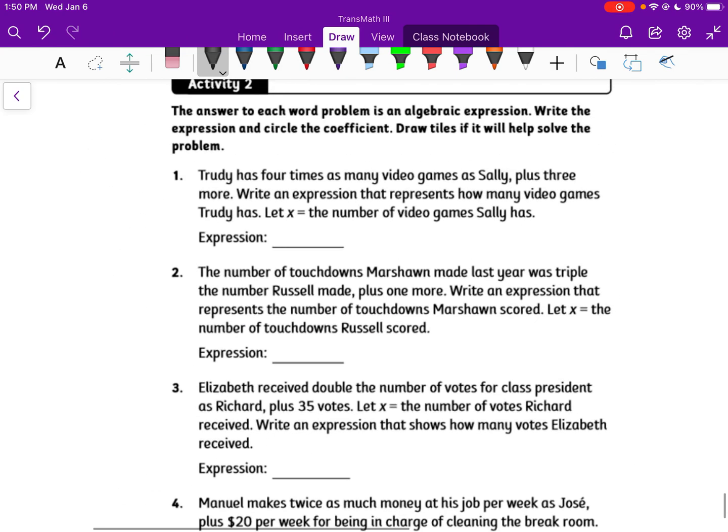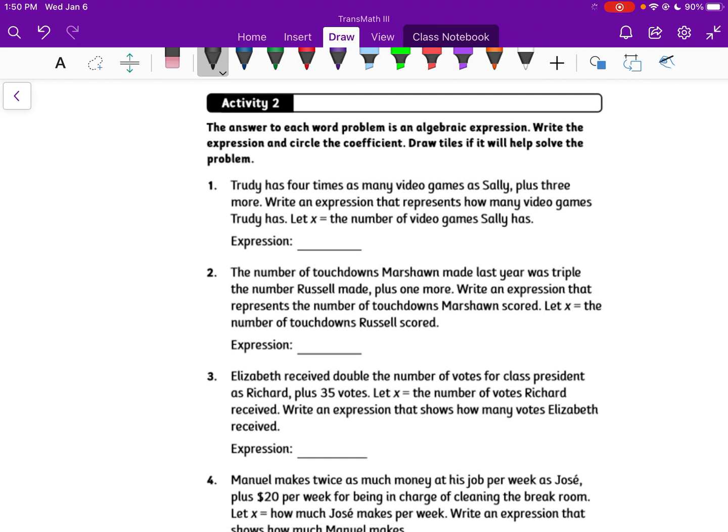Okay. So, second part of apply skills then, taking those sentences and writing an expression for them. So in this one, Trudy has 4 times as many video games as Sally, plus 3 more. Okay, so the important part on this one, 4 times as many video games. In this case, x is representing those video games. So 4 times as many of those games plus 3 more. So we've got to add 3 onto the back of that expression.